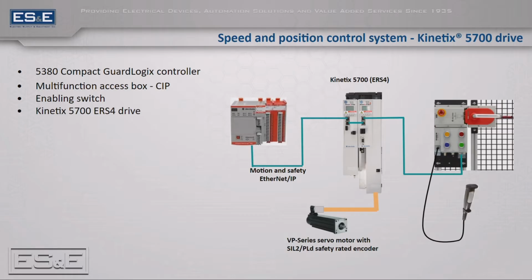Another thing to highlight is that the VP series motor we're using in this example has a SIL2 PLd rated encoder installed in it. That's a special configuration that you need to make sure you have for these safety monitoring functions. Then you'd be monitoring the speed of that motor before you're allowing access with the MAB. And we're doing all that over Ethernet, with all kinds of diagnostics and whatnot.